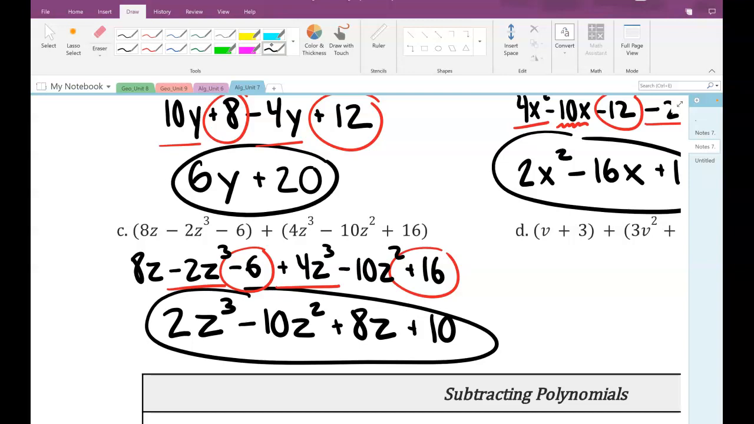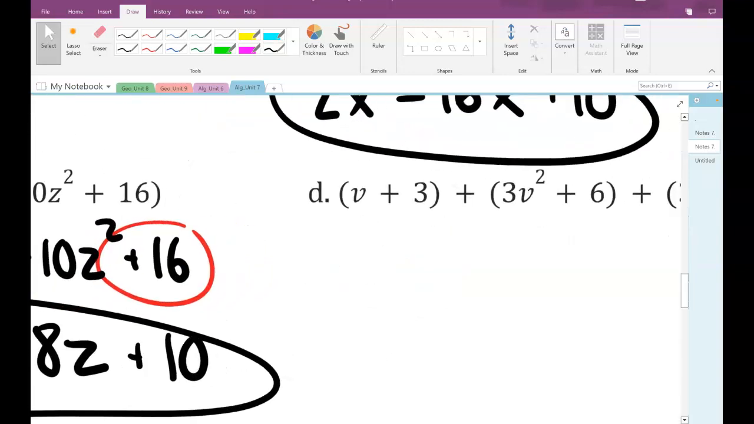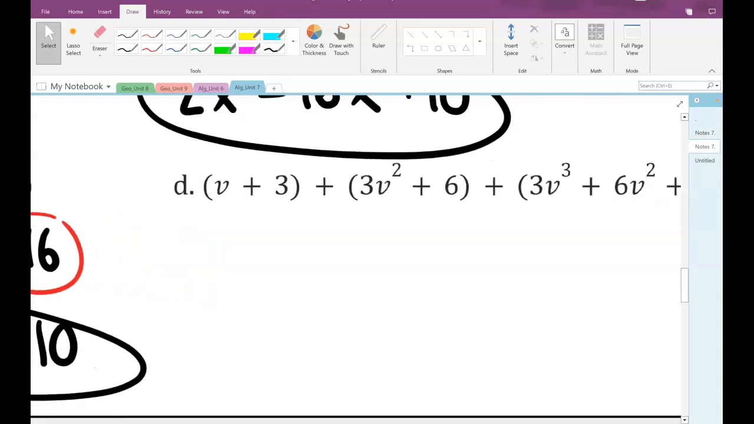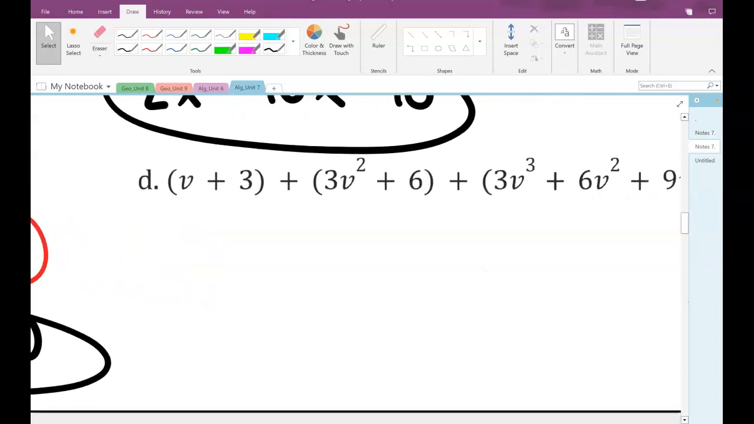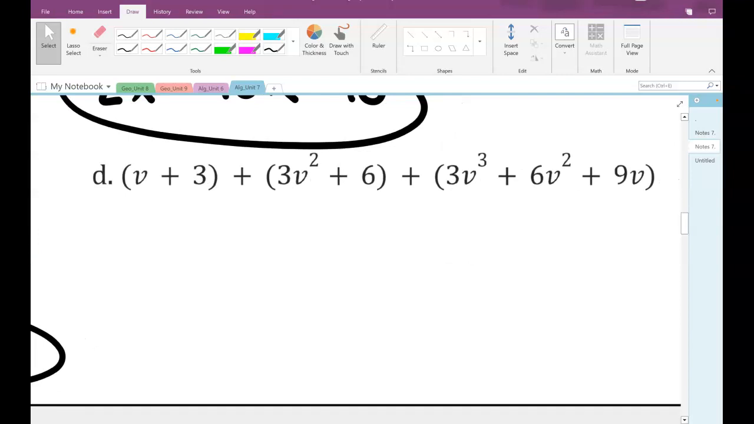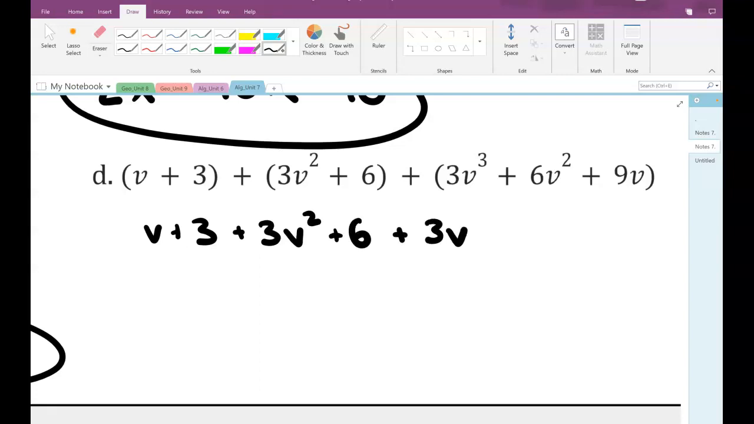All right, so last example, we're going to do example D. I guess the last example of adding, not of the whole note sheet. So we have v plus 3 plus 3v squared plus 6 plus 3v cubed plus 6v squared plus 9v. So even if we're adding 3 polynomials, we're still just combining like terms. So I'm just dropping out the parentheses.